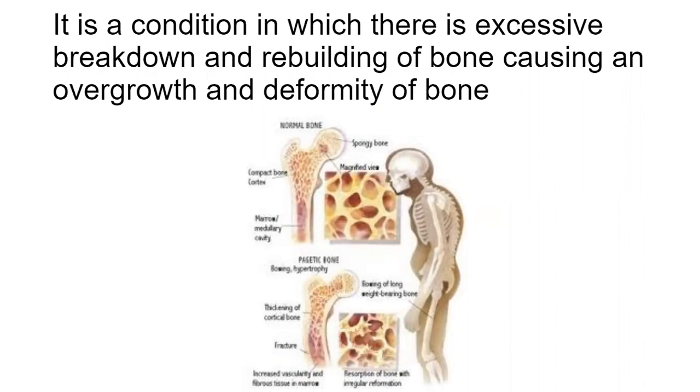So if you remember in osteoblastoma, we said basically you just start growing bone. If you recall when we said in osteolysis, you start breaking down bone. In Paget's disease, we're breaking down and rebuilding bone. Okay, and you get an overgrowth and deformity of bone. So it's almost like when we talk about osteosarcoma, where we were breaking down bone and getting a weak set of bone. Paget's disease is similar to that.